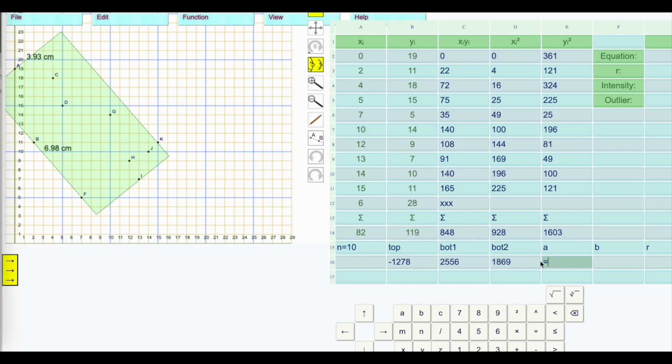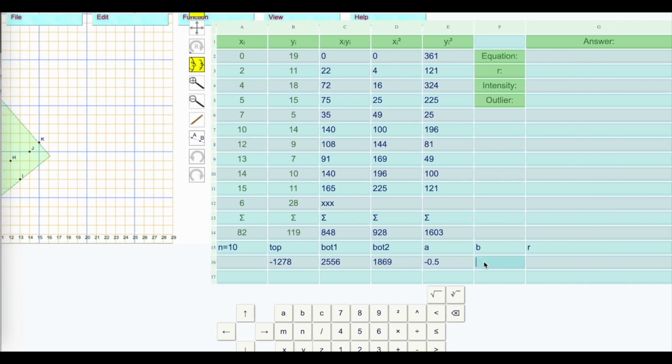The A is the top divided by the first bottom, is negative 0.5. The B, remember it's y minus ax. I'm going to take the average of the y's, which is the sum of the y's divided by n. Bracket, the sum of all the y's. Take away the a times the sum of all the x's, and then divide that by n, which is divided by 10. B is 16. The r is the top divided by the square root of the first bottom times the second bottom, close the square root. And that gives us negative 0.5847, which is weak.